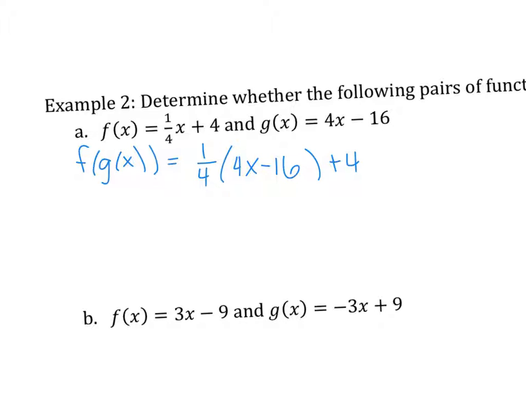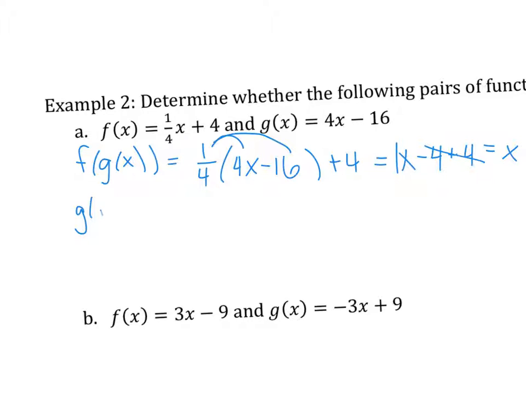So when we are multiplying by 1/4, it is the same as dividing by 4. So I'm going to distribute that 1/4. 1/4 times 4 is just 1, so I'm going to put 1x or just x. 1/4 times negative 16 is negative 4, and then I have my plus 4. And this negative 4 and plus 4 cancel each other out, so I'm left with 1x or just x. So far we're on the right track.